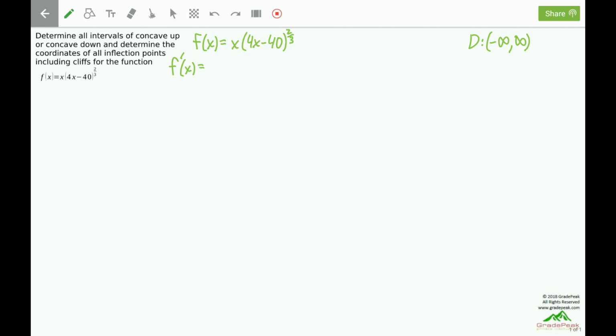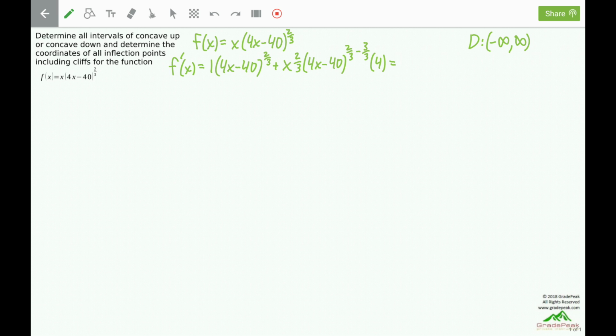F prime of x equals, the derivative of the first is a 1, times the second left alone, plus the first left alone, times the derivative of the second, which is a power rule. Bring the power down. Leave the inside alone. Subtract 1 from the power. I will call this 3/3. And then multiply by the derivative of the inside, which is a 4.